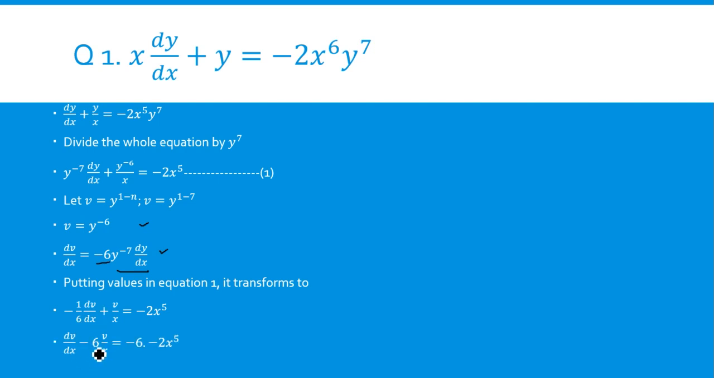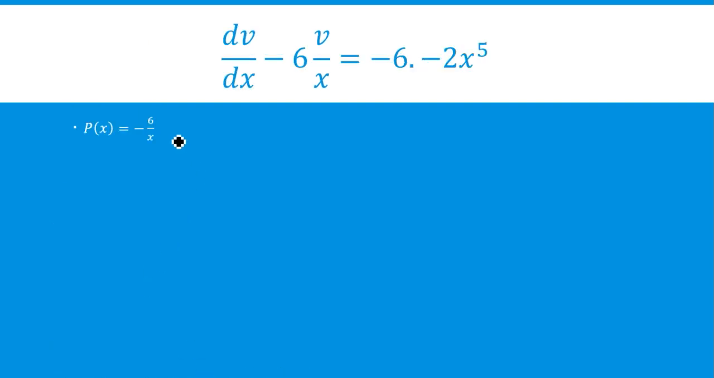So after multiplying we get this equation, which is dv by dx minus 6 of v by x equals minus 6 into minus 2 x to the power 5. Now it forms a standard linear equation form wherein P of x is minus 6 by x, because we are dealing with v, right? And Q of x is minus 6 into minus 2, which is 12 x to the power 5. So now the integrating factor is e to the power integration of P of x dx, and now we just put in the values, minus 6 by x.